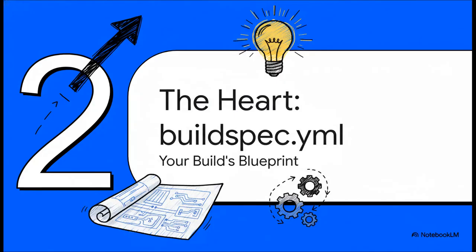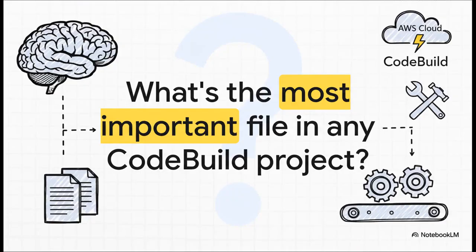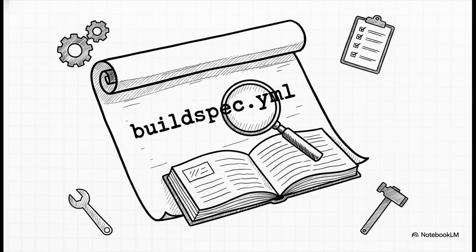Okay, let's move on to the single most important piece of any CodeBuild project. And I'm serious here. If you're studying for a certification or you just want to get how this service works, the next couple of minutes are absolutely crucial. So let me ask you a question. If you had to point to the one file that acts as the brain for the entire operation, what would it be? You got it. It's the buildspec.yaml file. This is the blueprint. It's the instruction manual that tells CodeBuild exactly what to do with your code, step by step.